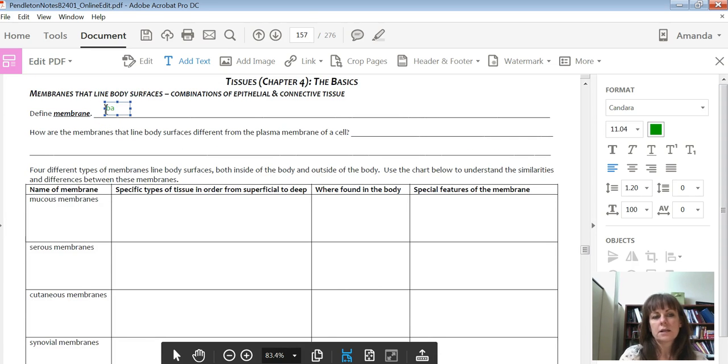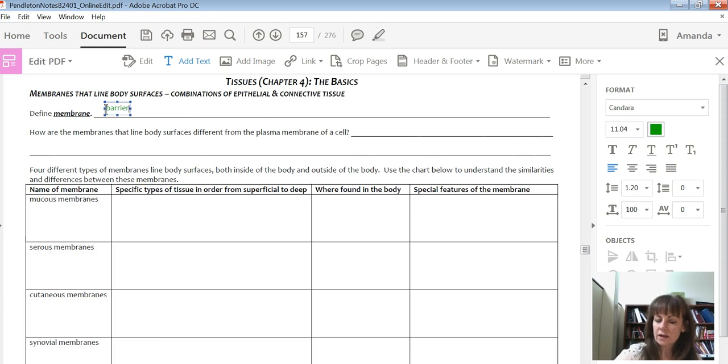In this context, I'm just going to define it as a barrier. Now, we've talked about membranes that line body surfaces, and we've also talked about membranes that form the boundary of the cell. And so what's the difference? Well, the main difference is that with a cell, we're just talking about the cellular level. That's the plasma membrane, and it's going to be a barrier for the cell. It lets some things through into the cell and keeps others out.